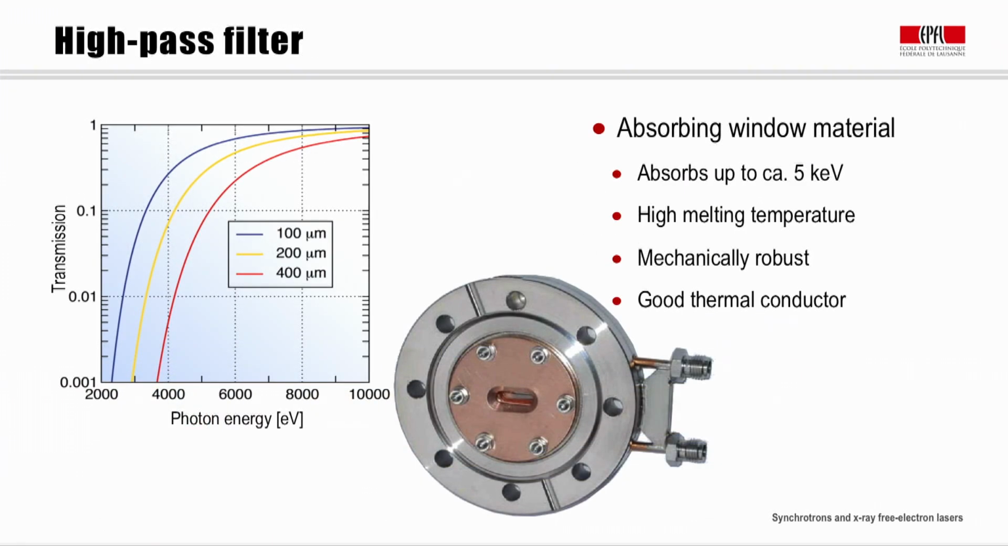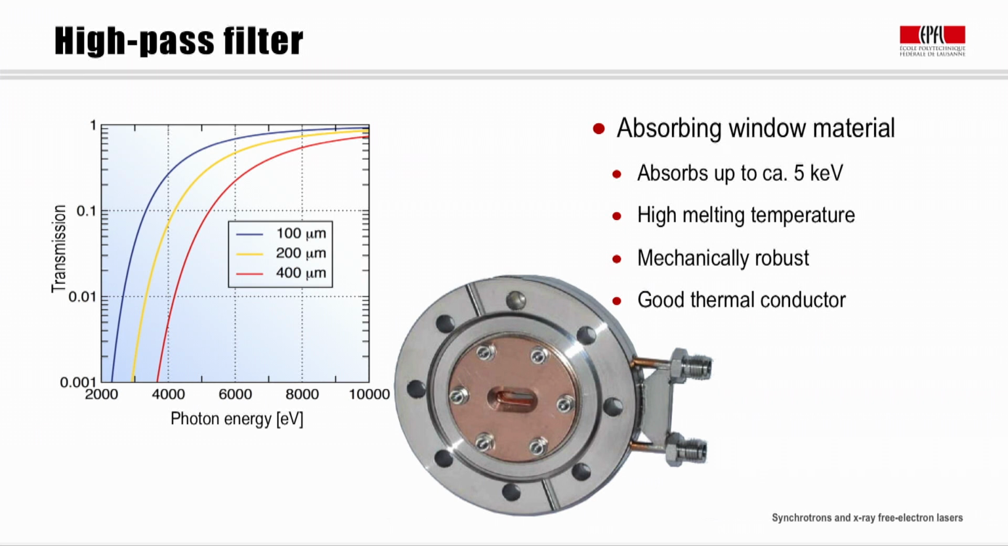Nonetheless, the central part of the beam that passes through the aperture may still contain an unacceptably large fraction of unwanted X-rays, usually soft X-rays, that need to be removed. This can only be performed using a high-pass absorption filter. The specifications for this are very strict.